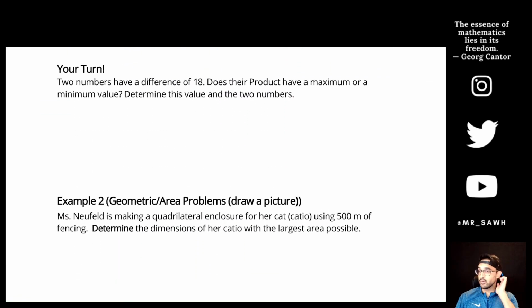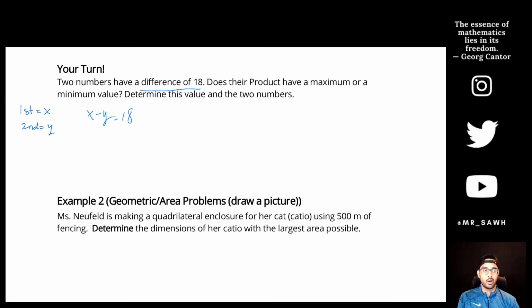If you want to try it on your own right now, just hit pause and then continue the video when you think you've got something. But again, we're told two numbers have a difference of 18. So if I define them as the first one is x, the second one is y, if you subtract them, you need to get 18 as your difference.